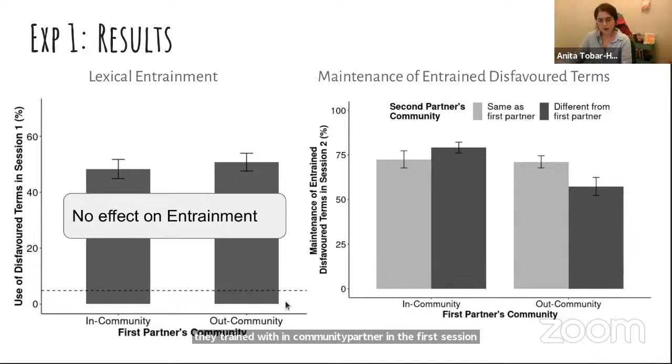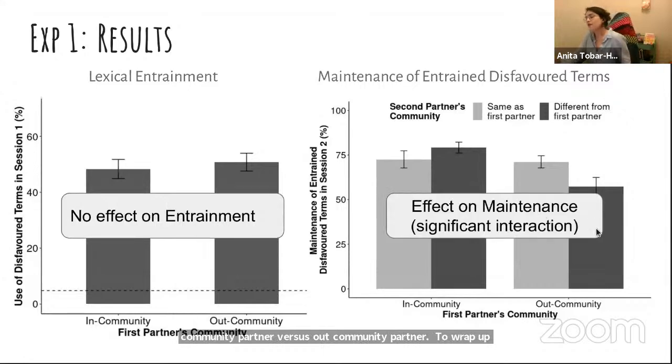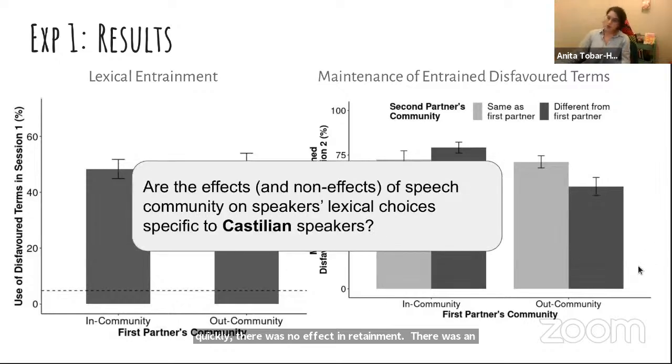So to wrap up very quickly, there was an entrainment effect, but no effect of partners' communities on entrainment. But there was an effect of partners' communities on maintenance. And in particular, there was a significant interaction between these two variables.